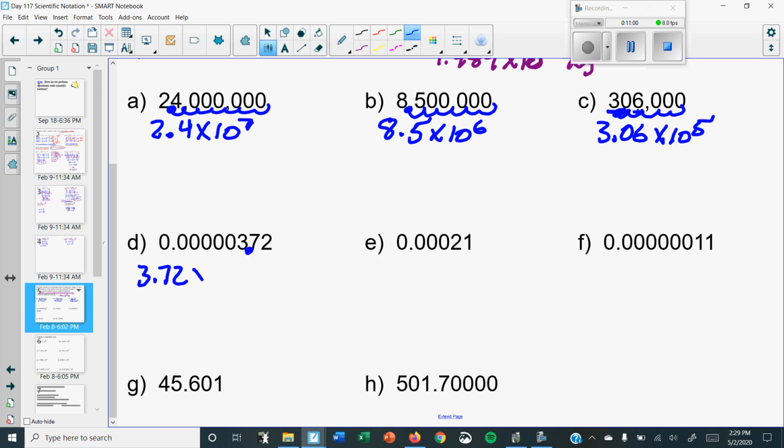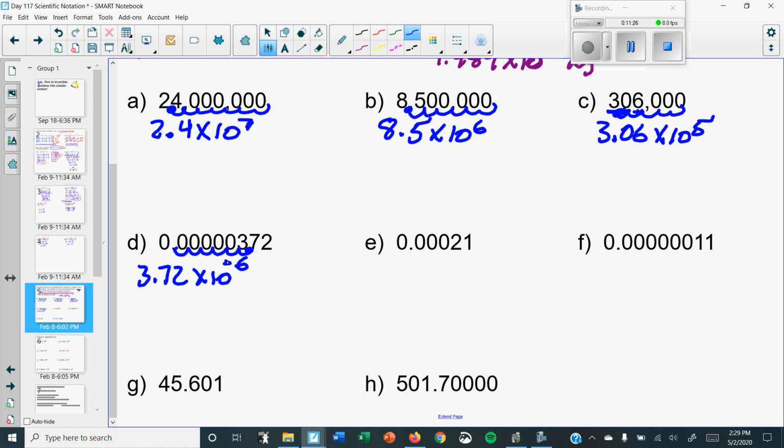Yes. Times 10, but now look how this one works. We need to swoop from the new one back to the old. 1, 2, 3, 4, 5, 6. But if you swoop to the left, it will be a negative exponent. Okay, so when it's a very, very small number, it's a negative exponent. When it's a large number, it's a positive exponent.